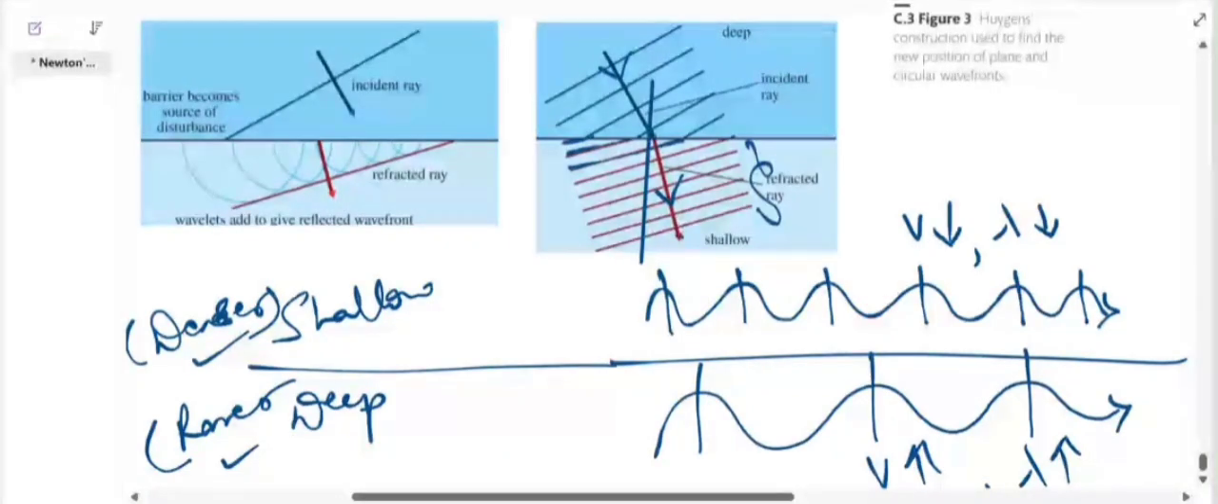Any doubts? No, ma'am. And here you can see the wave has been incident. When it comes out, the wavelets are added up to the reflected wave. So this is reflection, this is refraction. Any doubts? Are you sure?